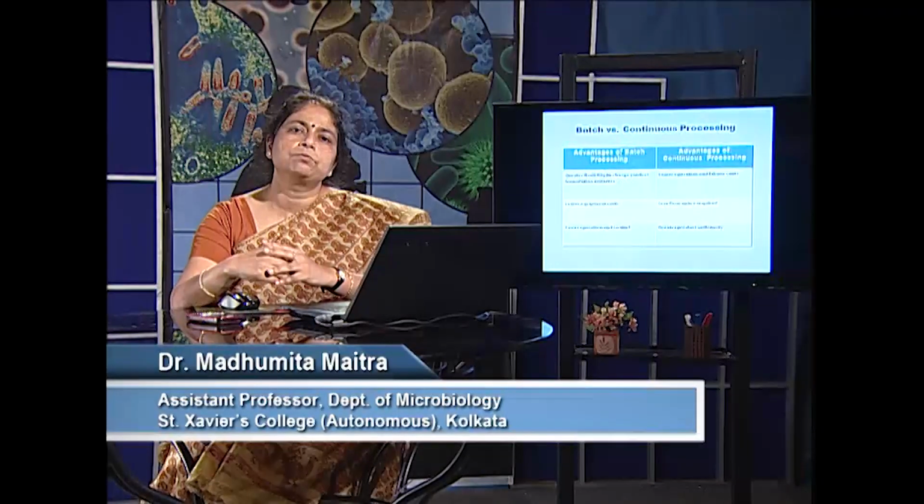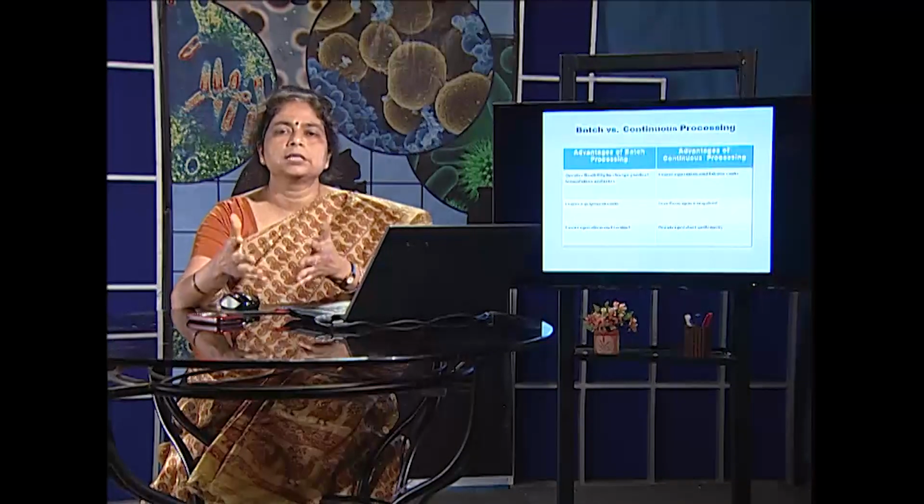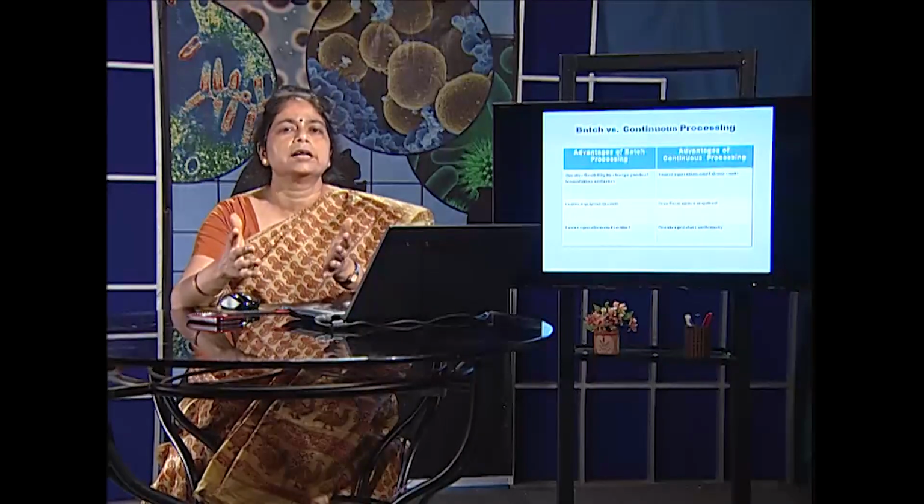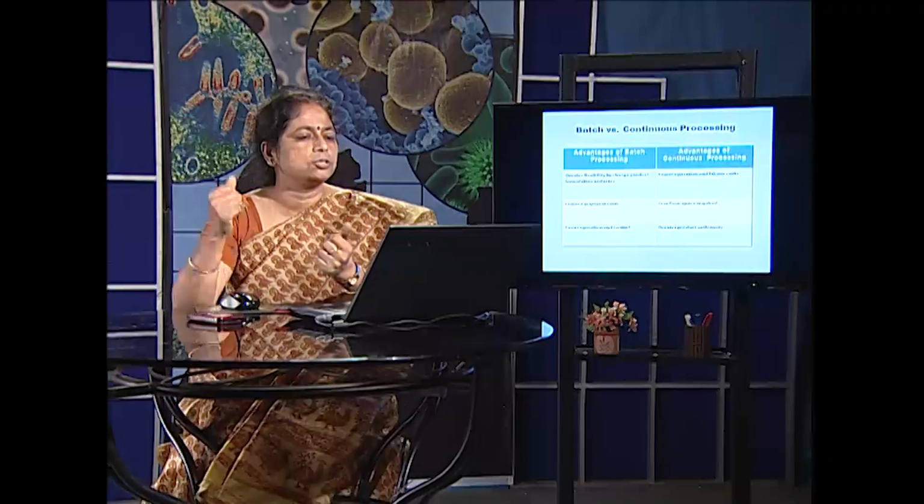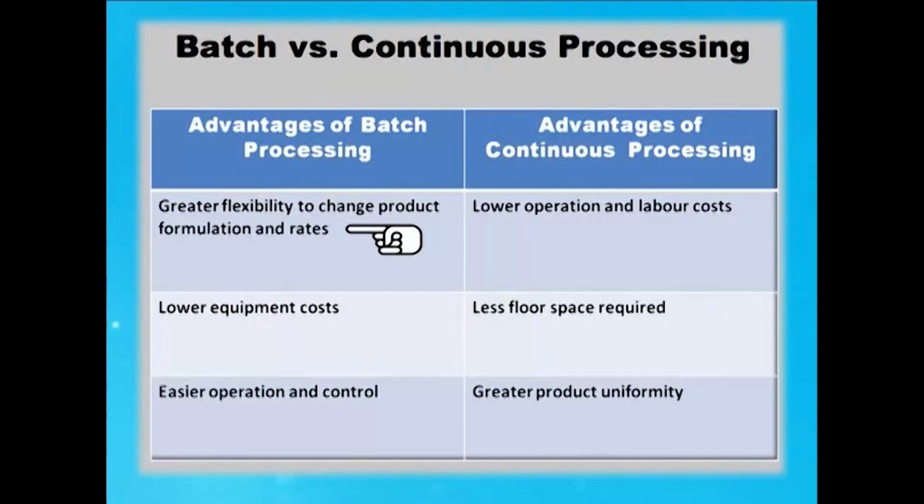This processing of the food can be in batches or it can take place in a continuous pattern. Both conditions, whether it's batch processing or continuous processing, have advantages as well as disadvantages. The advantages of batch processing are greater flexibility to change the product formulation and the rates, lower equipment cost, and easier operation and control. So these are the advantages that we come across in batch processing.